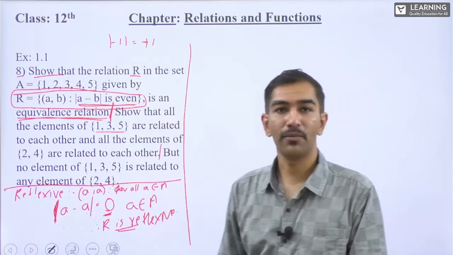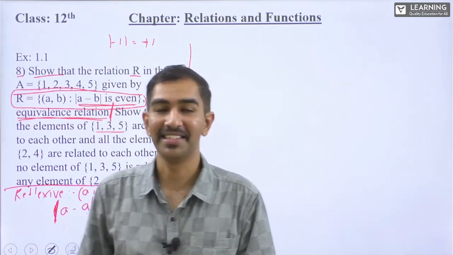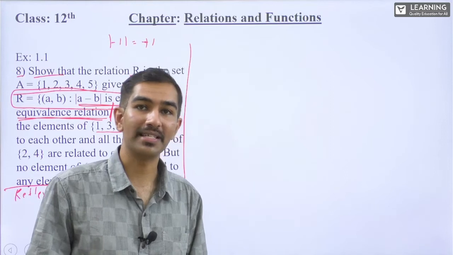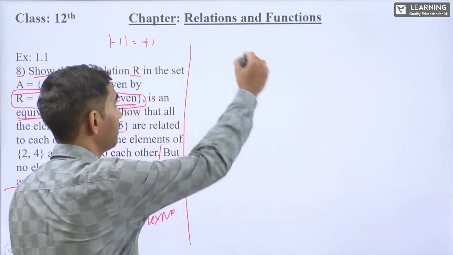After reflexive, what else do we have to prove for an equivalence relation? Yes, we have to prove that it is symmetric as well as transitive. So how is symmetric defined, students?